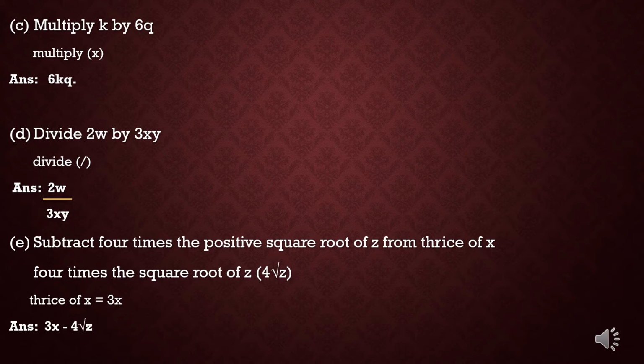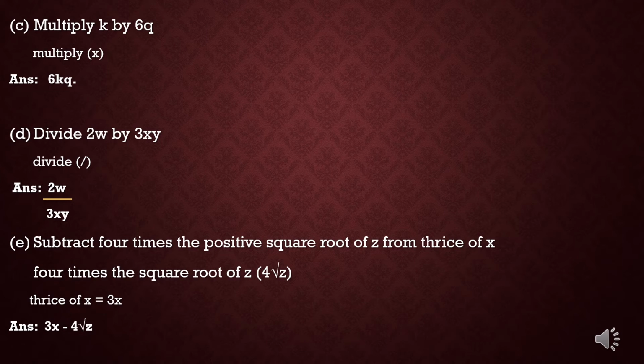Part number C says multiply k by 6q. Multiply means to multiply, simple, by taking the product, and you can see the symbol of multiplication on the screen. But when you are multiplying two variables, you do not put a sign of multiplication in between. So your simple answer will be 6kq. I have written k before because it's preferable to use alphabetical order. So your answer will be 6kq. Moving on to part D.